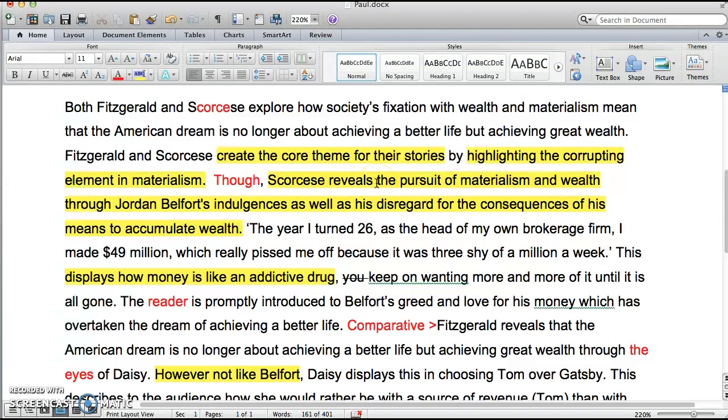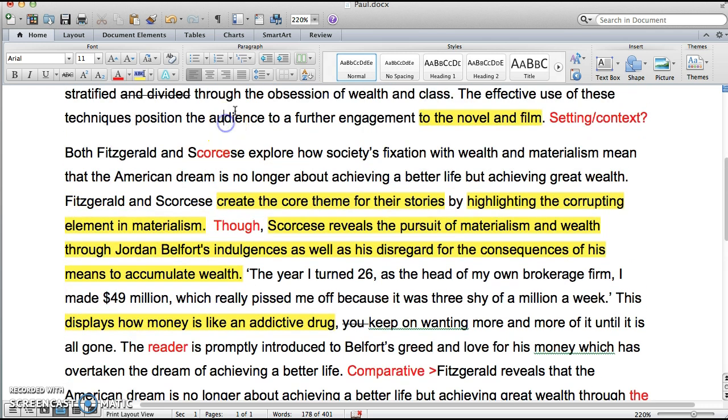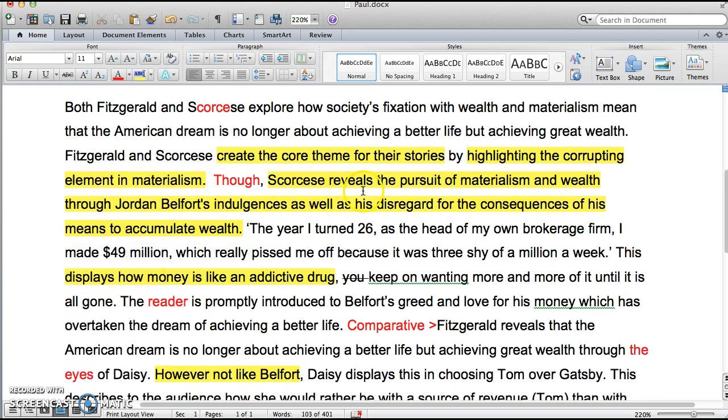"Scorsese reveals the pursuit of materialism and wealth through Jordan Belfort's indulgences as well as his disregard for the consequences of his means to accumulate wealth." What do you mean the consequences of his means? His disregard, I'm not sure what you mean there. "Scorsese reveals that it is the pursuit of materialism and wealth" - so through his character of Jordan Belfort, but remember, Jordan Belfort's a real person. You need to show that in your introduction. Scorsese uses the central character, Jordan Belfort's indulgences, to what? To highlight his greed. You sort of go on to say that.